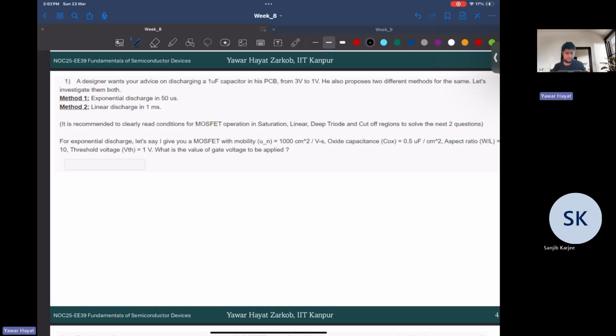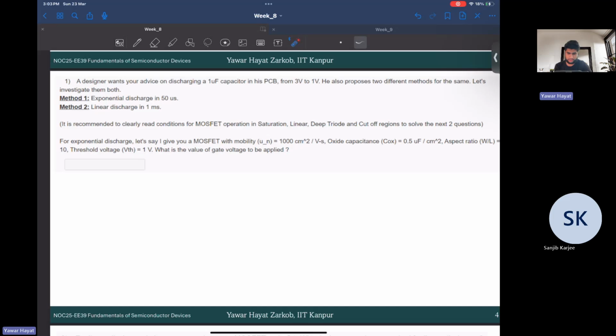So for this problem, it's the requirement of the designer that he needs advice on discharging a 1 microfarad capacitor in his PCB from 3 volt to 1 volt. He also proposes two different methods for the same. The first method is exponential discharge from 3 volt to 1 volt in 50 microseconds, and the second one is a linear discharge from 3 volt to 1 volt in 1 millisecond.